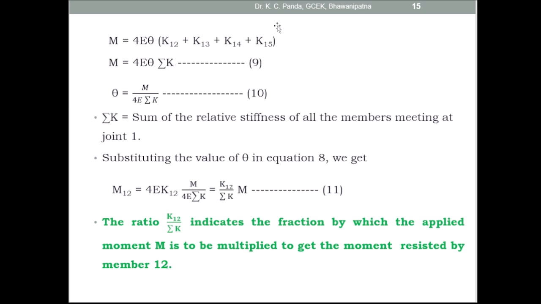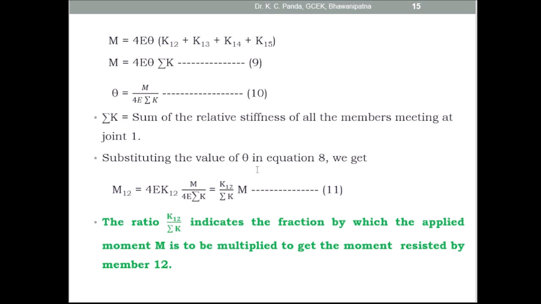So this is the summation of the relative stiffness of the members. So M is equal to 4E theta into summation of k. Then theta is equal to M by 4E summation of k. So this is equation 10. Summation of k is the sum of the relative stiffness of all the members meeting at the joint 1.